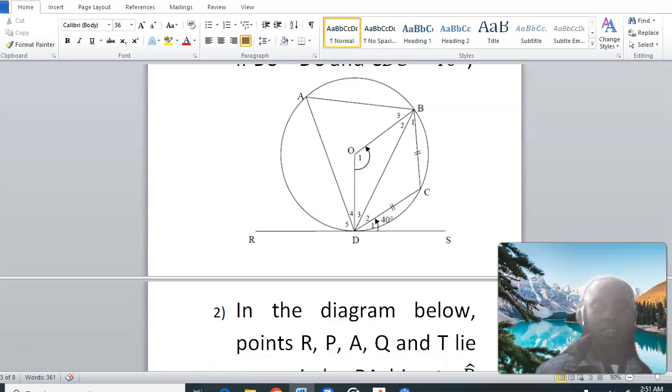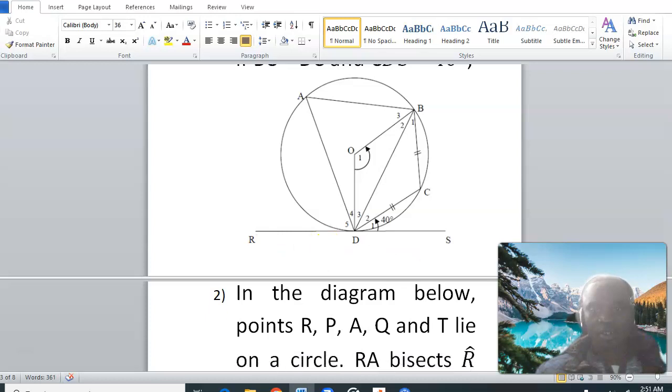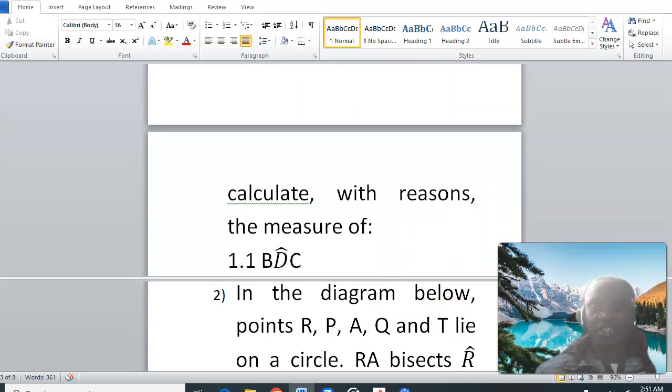Let's look at the next question. In the diagram below, points R, P, Q, and T lie on the circle. Okay, this is a different circle. Let's get to that circle now.